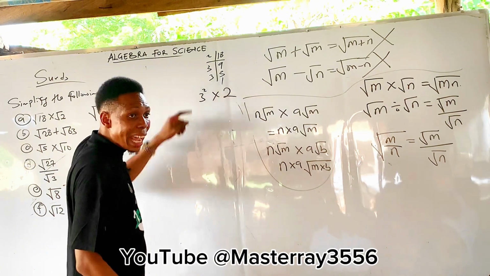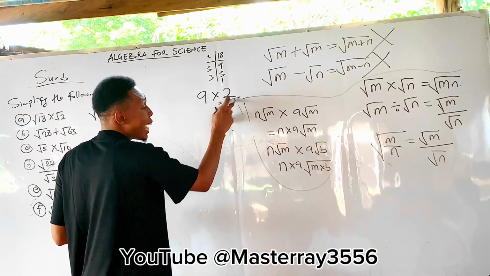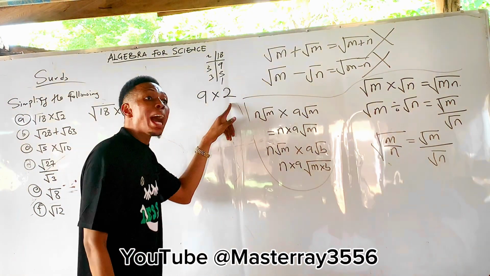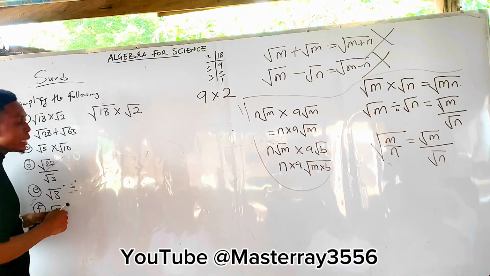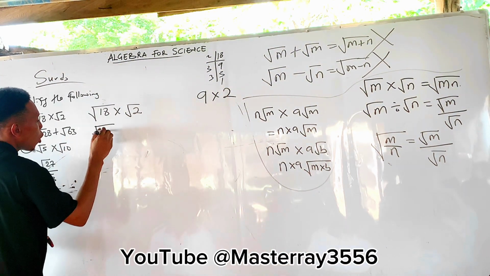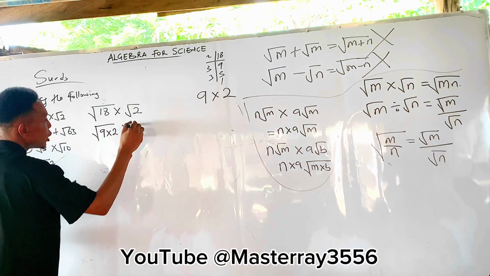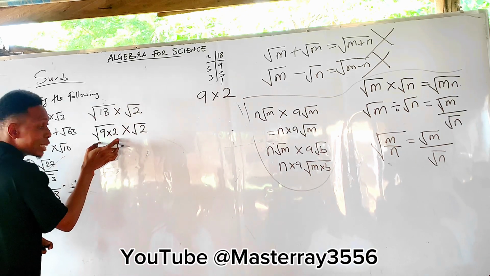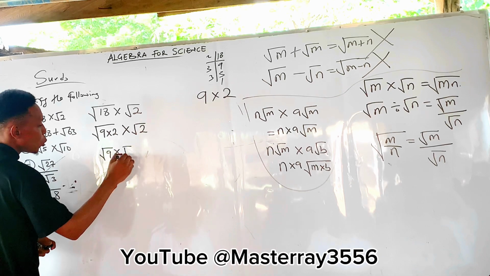3 times 3 is 9 now, right? It's stating as 9 times what? 2. 9 has a square root now, right? Does 2 have a square root? No. Now from this place, coming back to this place, this one is stating as square root of 9 times 2. Then times square root of 2. So this time around, when it comes to times, this one is stating as root 9 times root 2.